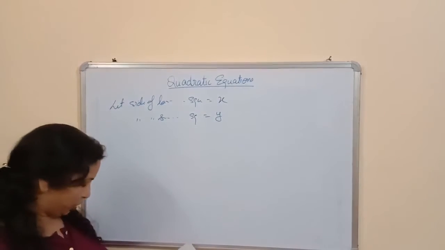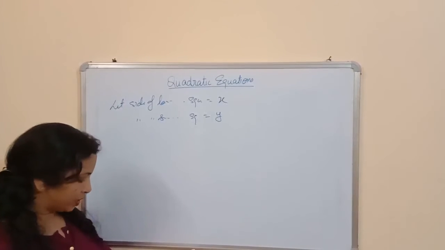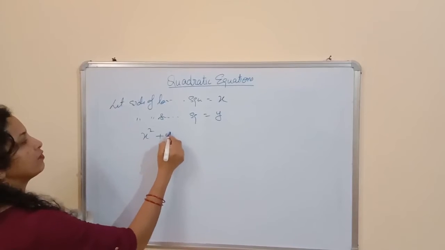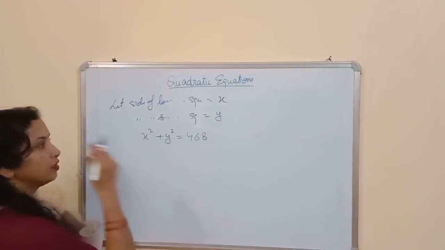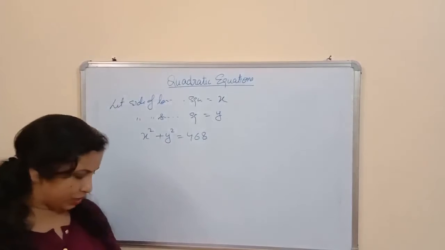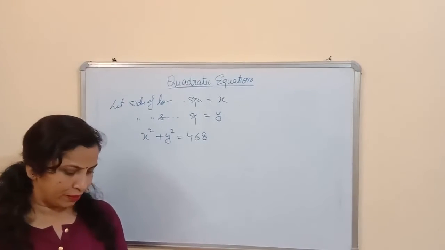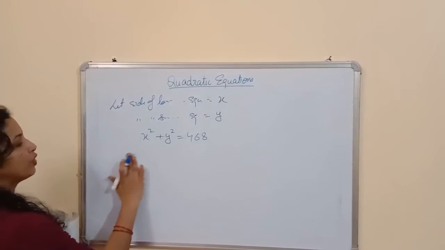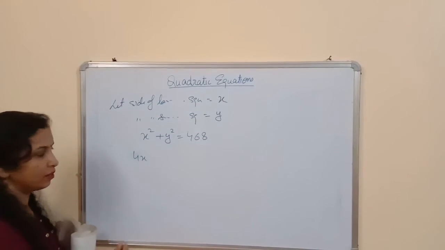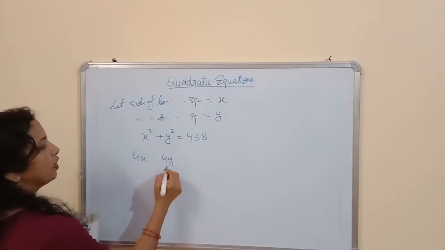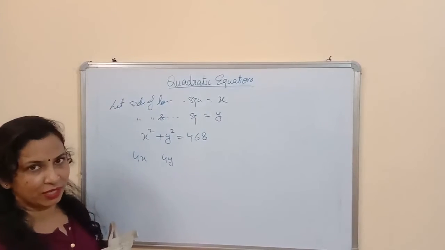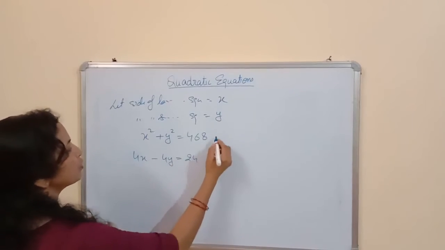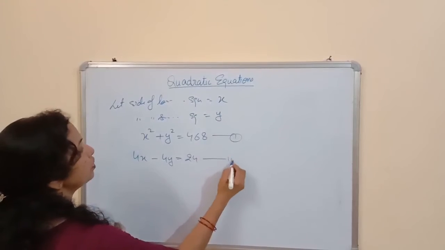So according to the question, the sum of the area of the two squares is 468. So the area of the first square will be x square and the second one will be y square, is equal to 468. This is equation 1. Difference of the perimeters is 24. So the perimeter of the larger square will be 4x, you know the perimeter of the square is equal to 4 into side, and the smaller will be 4y. And we always subtract the smaller value from the larger value. So you will say 4x minus 4y is equal to 24. This is equation 2.